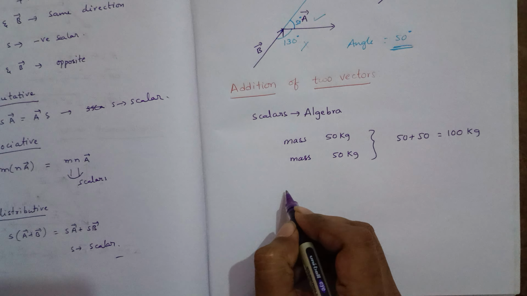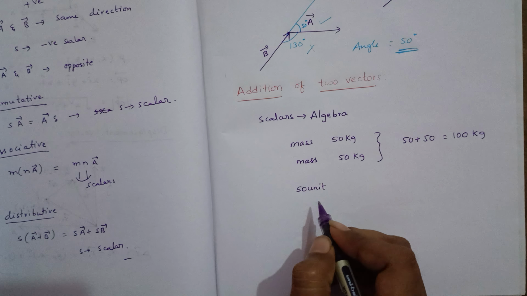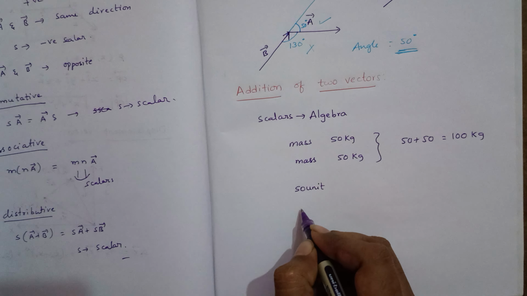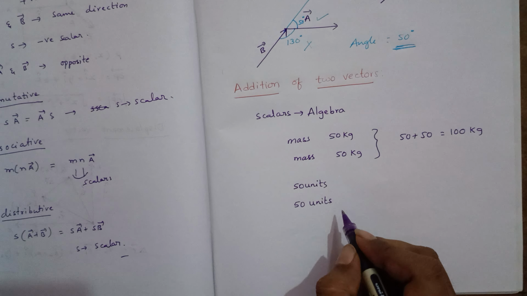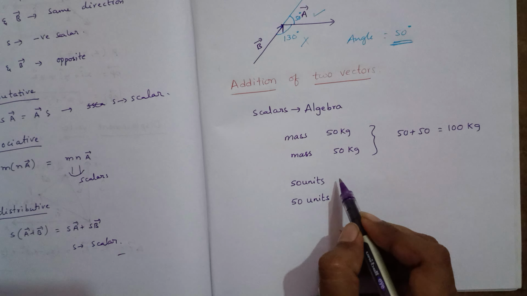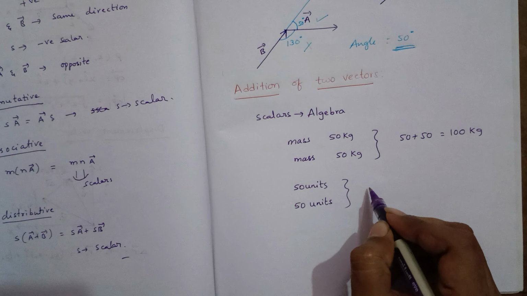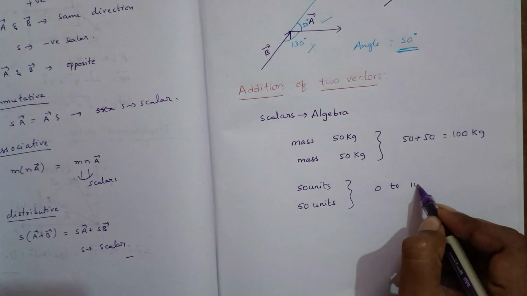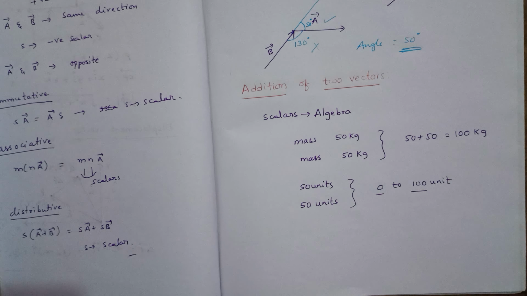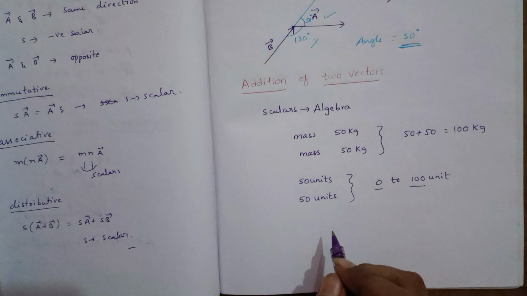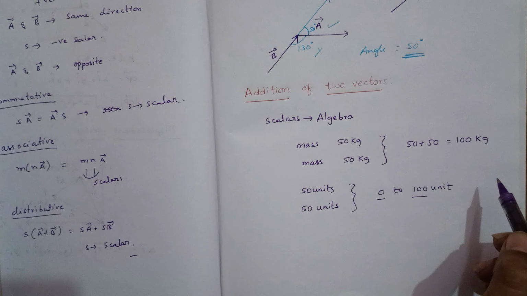Now here, if we have a vector of 50 units and another vector of 50 units, even though they are the same physical quantity, their resultant magnitude is anything from 0 to 100 units, because we should consider direction here. We can't simply add like scalars.